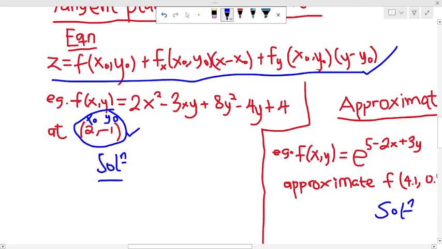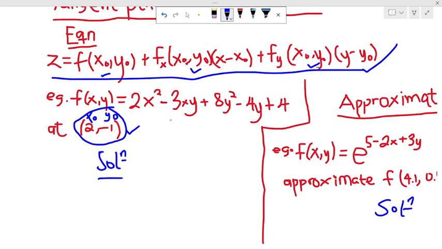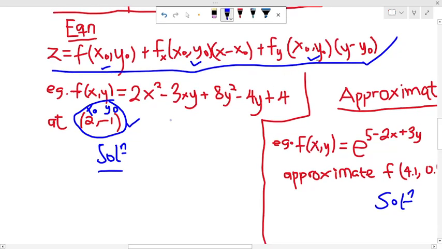With our equation, we first need to get this term, secondly this term, and lastly this term. Let's do it chronologically, step by step. The first one is easy to evaluate. We are just evaluating f at our point, 2, -1.